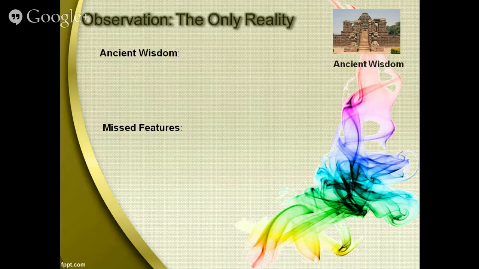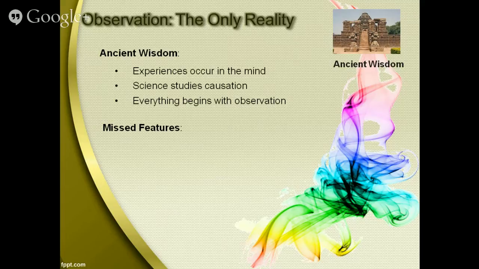Another point from the ancient wisdom presentation is that we talked about how observation is the only reality. When an event occurs, we experience that, and those experiences are what we call our life. What we see, what we hear, taste and smell, and the sensations that we get through our body. All of these things are our life. That is all that we have.